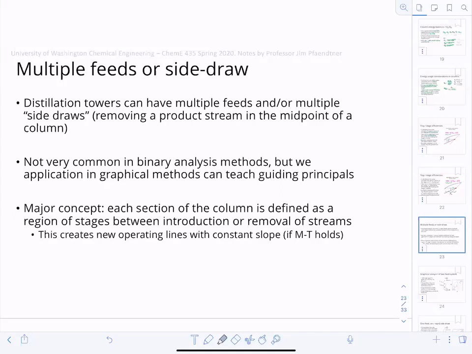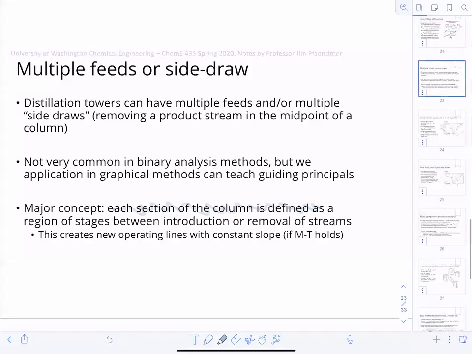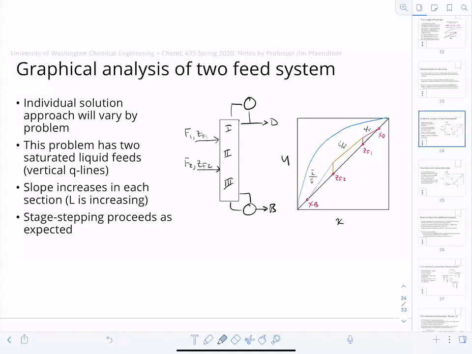The big picture that you just need to introduce into your mind and think about is that each section of the column gets defined with a new operating line. So instead of three sections where we had a Q line, rectifying and stripping section, if we have one additional feed, it'll create one more operating line that we need to consider. So I'm not going to do a sample problem here. I'm just going to show you roughly how this would work for two examples. So this is a two feed system.